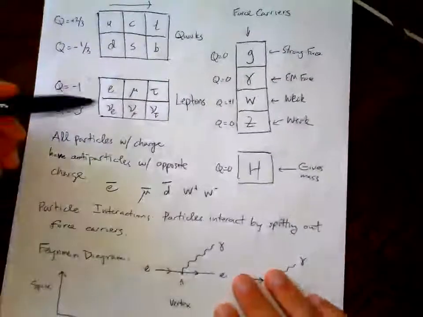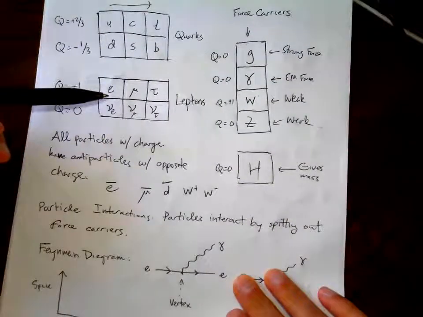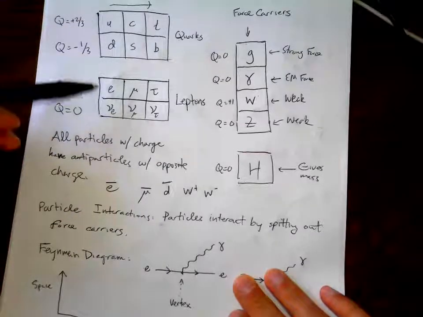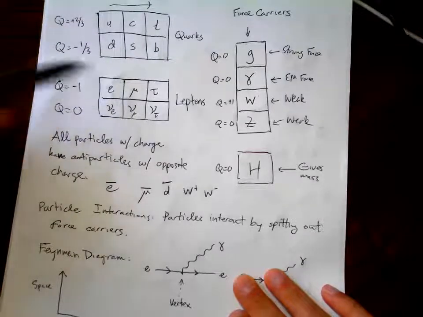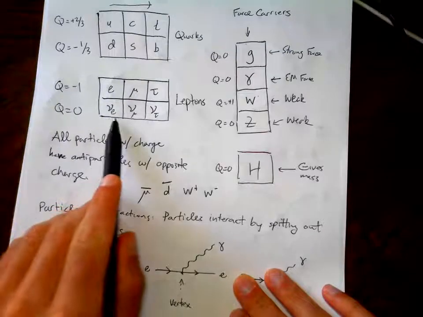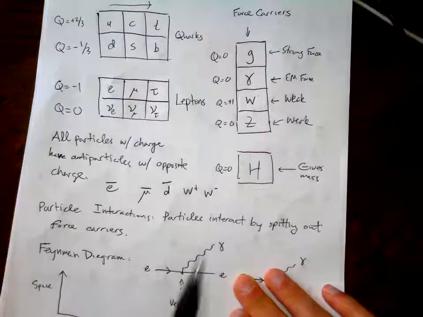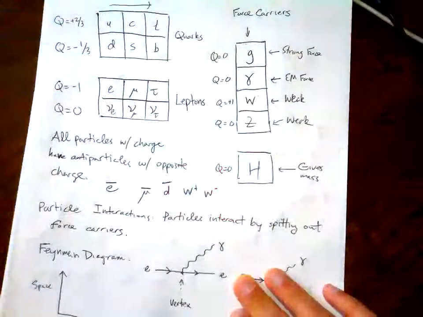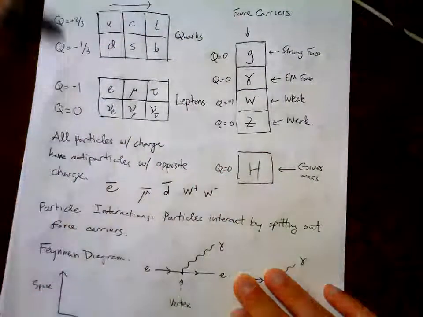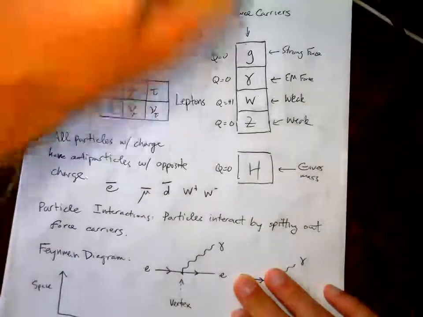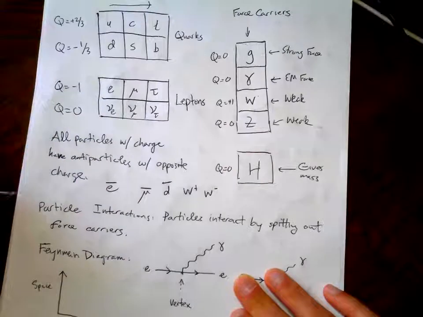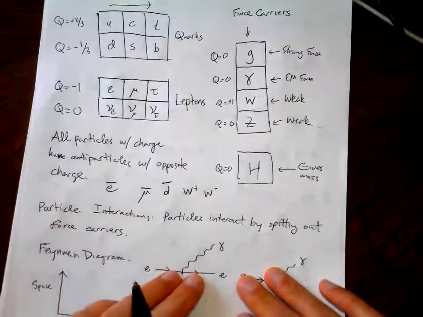Now, going back to this, anything with electric charge can spit out or absorb a photon. So quarks can, and the top row of leptons can. Neutrinos cannot because they have zero charge. Also, the W boson cannot because force carriers can't do that. So of the quarks and leptons, everything except for the neutrino can spit out a photon or absorb a photon.